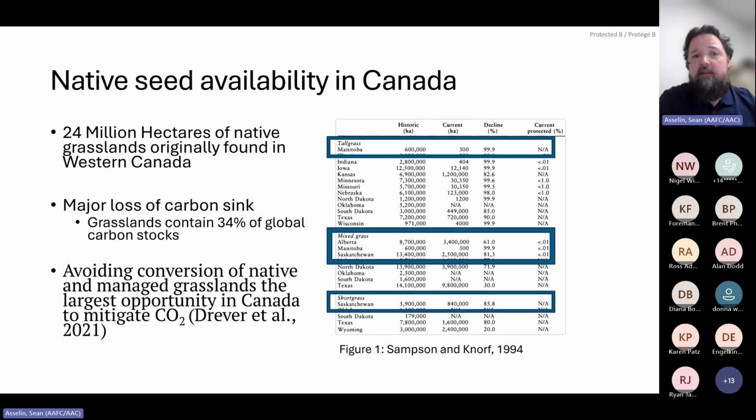With the decline of the native prairie across North America, we've lost a major carbon sink. In terms of mitigating CO2, the preservation and restoration of native rangelands plays a major role, and it's one of the largest things we can do in Canada to mitigate CO2, because grasslands contain about 34% of terrestrial global carbon stock. That's the amount of biomass that's sequestered below ground, as well as the above ground biomass, which contains a lot of carbon out of the atmosphere.